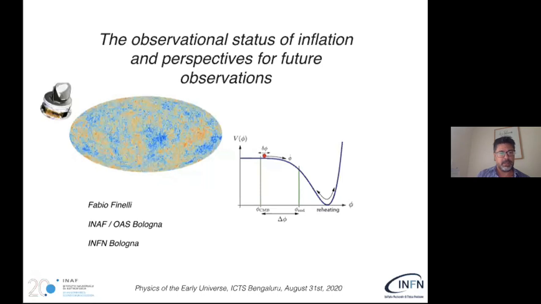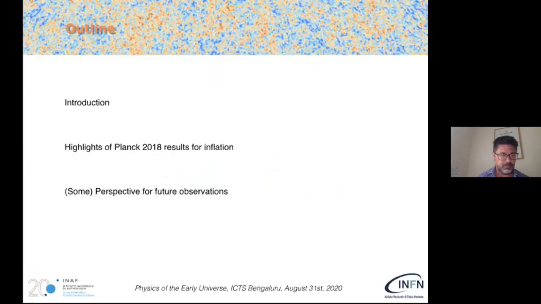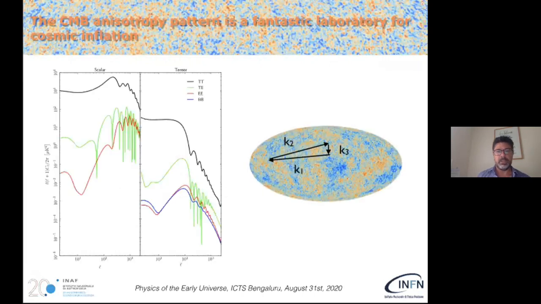So I have organized my talk with a brief introduction, some highlights of Planck 2018 results for inflation, and some perspective for future observations. In summarizing the observational status of inflation, the CMB anisotropy pattern has the lion's share of the constraining power. Thanks to the different imprints of scalar and tensor perturbations, in temperature and polarization of the CMB anisotropy pattern, we can constrain power spectra of scalar and tensor perturbations and their statistics.